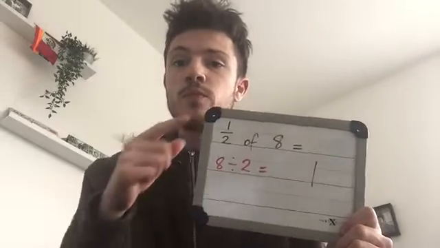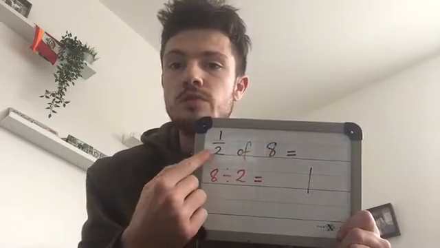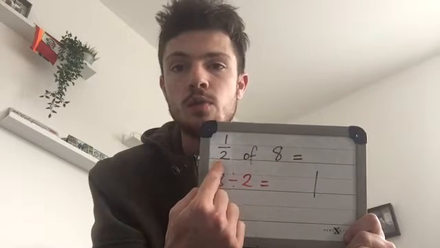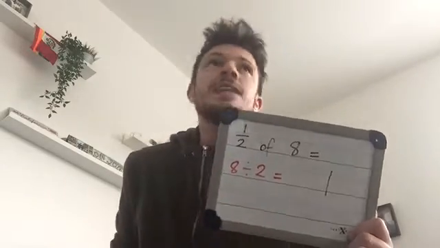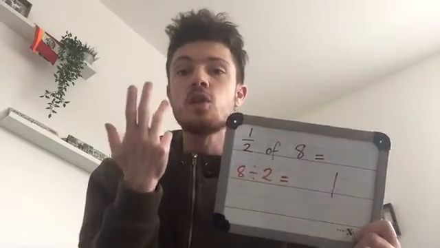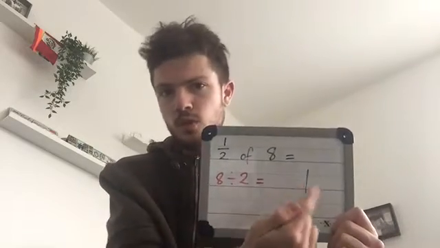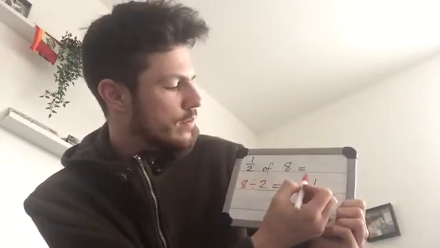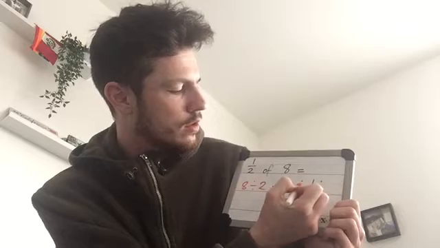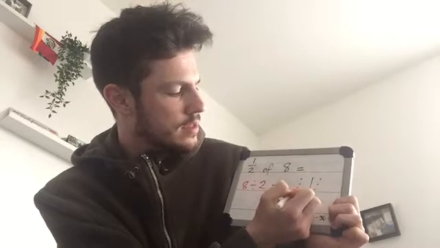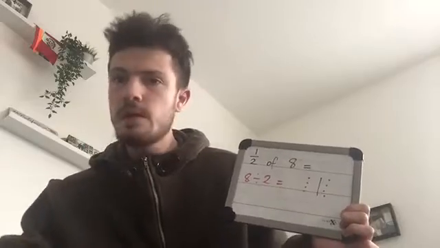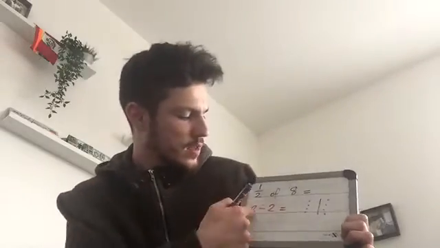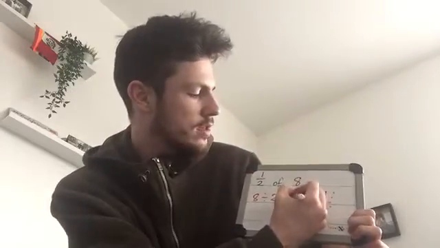So back to this question, you've got 1/2 of 8. So you divide by the bottom. You take your total, 8, and you divide it by the bottom, which is 2. Imagine you've got 8 cookies, and you're sharing them between 2 people. So I've just got 2 little groups here, and I keep going until I reach my total of 8. 1 here, 1 there, 3, 4, 5, 6, 7, 8. I've shared it into 2 groups, 1, 2, 3, 4 in each group. So 8 divided by 2 equals 4.